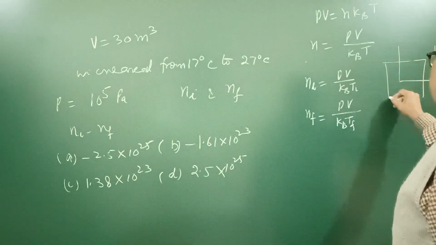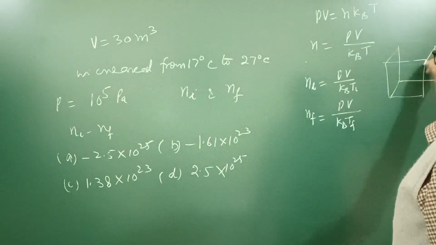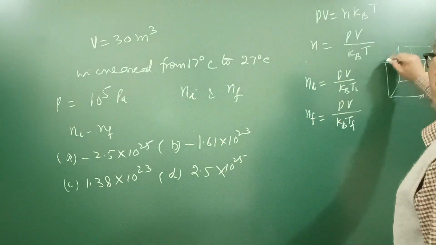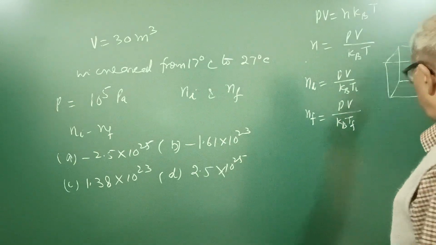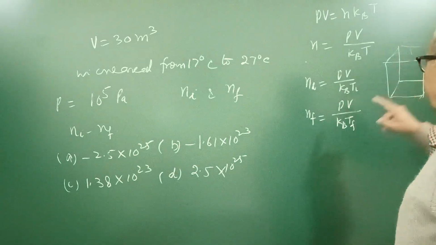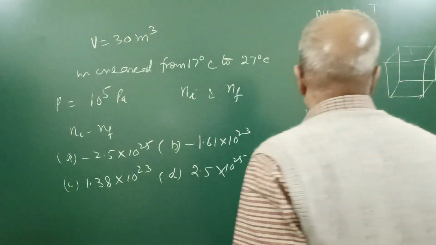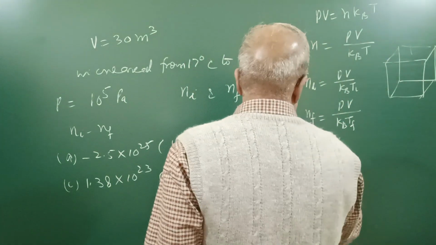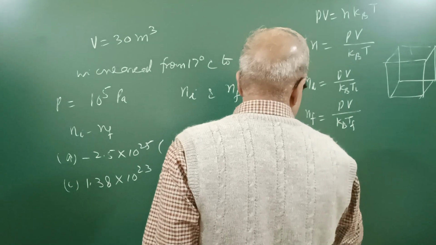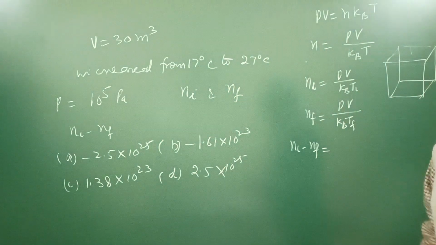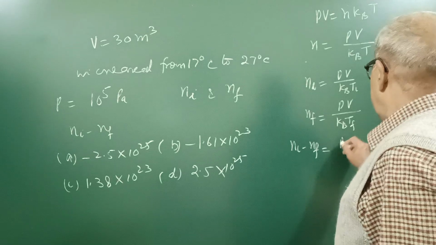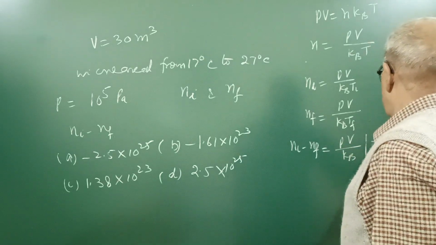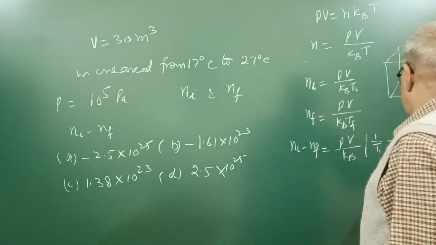because it is an open room, the volume will be only 30. It is open from above. So the volume of the room remains the same, the gas volume remains the same, and the pressure is the same, with temperature initial Ti and final Tf. So Ni minus Nf, this is a simple question here, equals PV upon kB into 1 upon Ti minus 1 upon Tf.